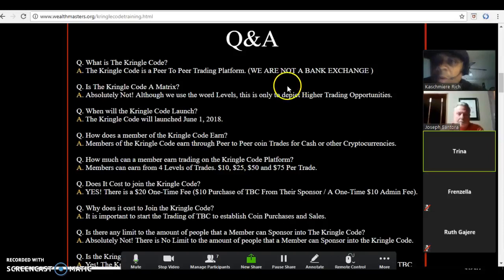What is the Kringle Code? The Kringle Code is a peer-to-peer trading platform. We are not a bank exchange. Very important to understand that.